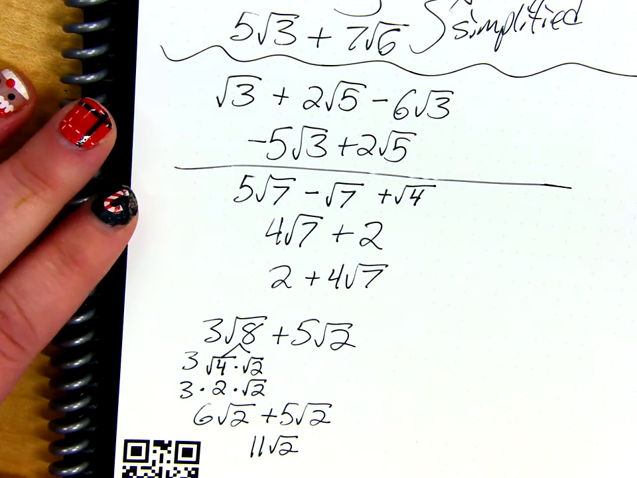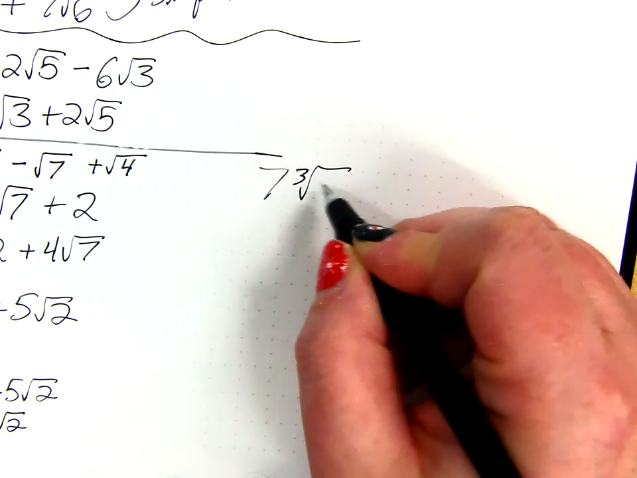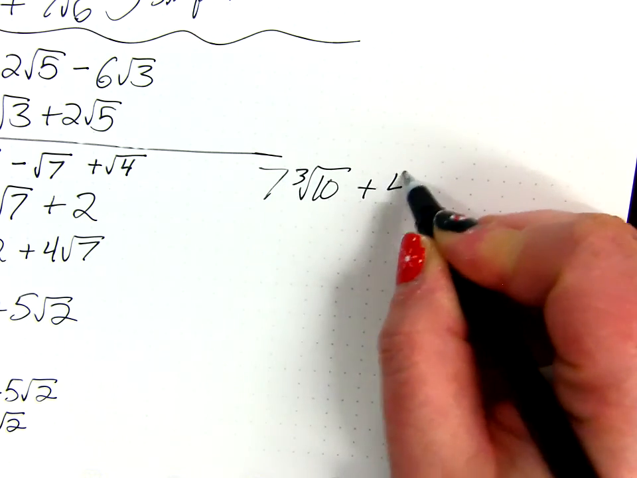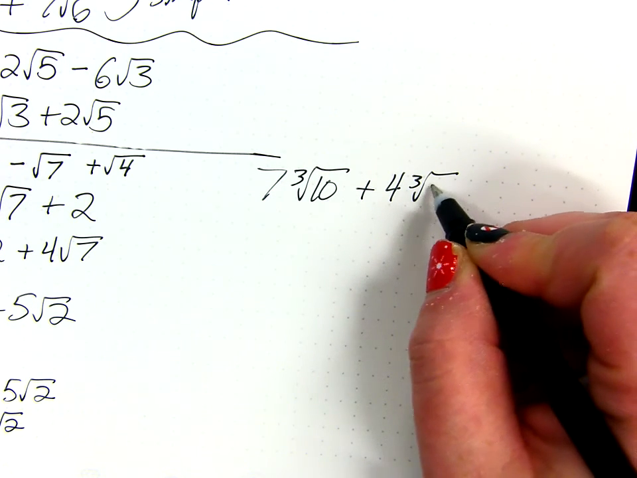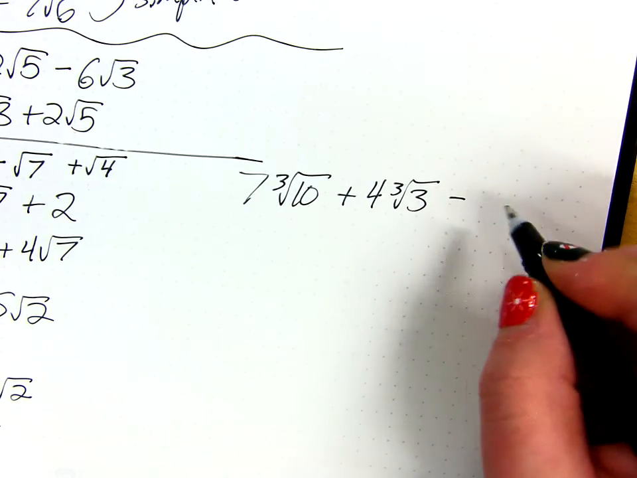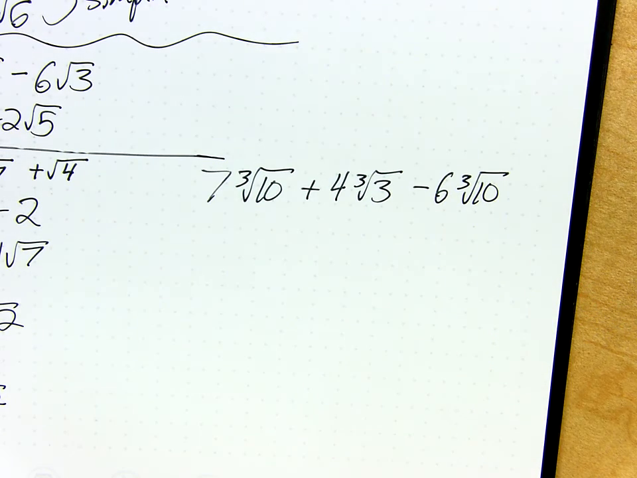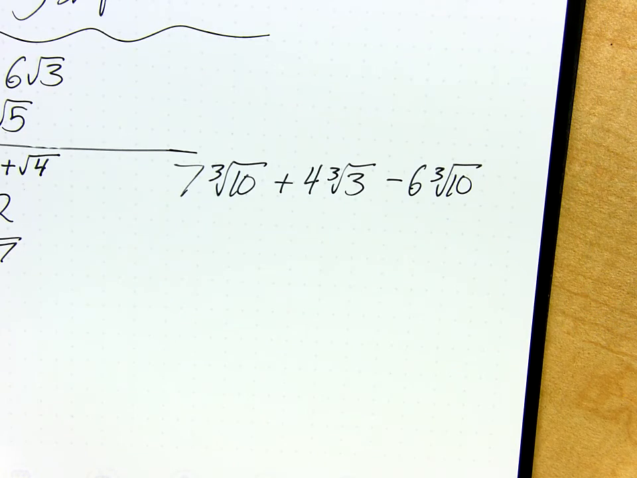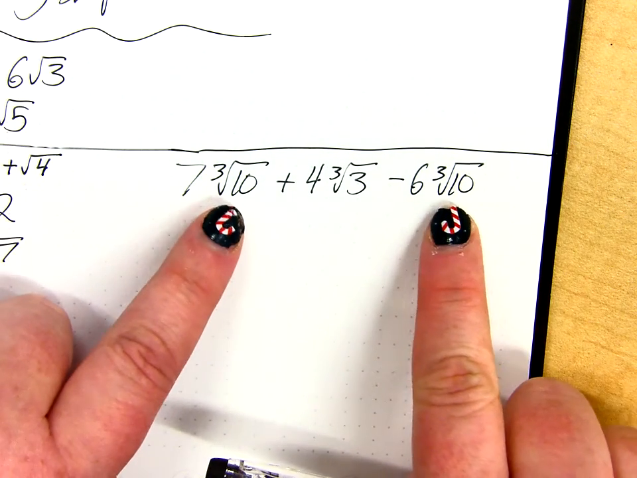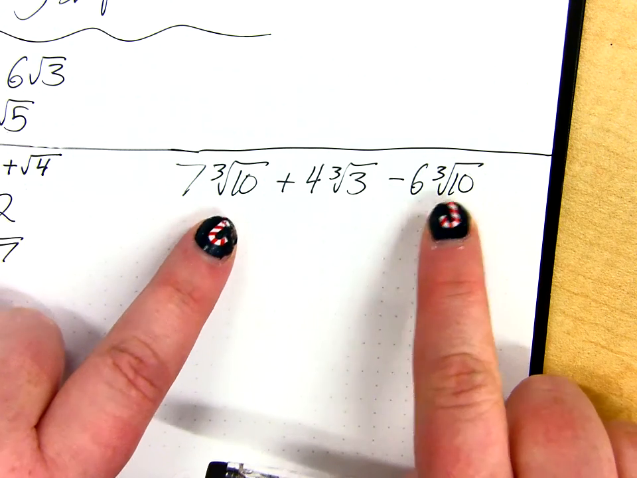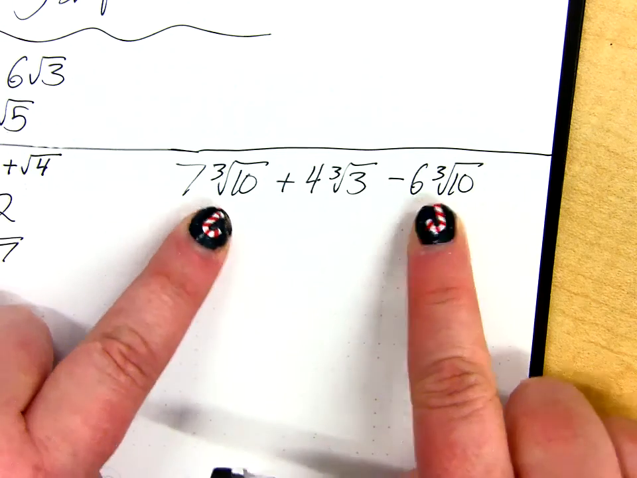How do you think we handle cube roots? What if I asked you to do something like 7 times the cube root of 10 plus 4 times the cube root of, I don't know, 3 minus 6 cube root of 10. So none of these can be simplified. I do have some like radicals though, the cube roots of 10. So that means I can put these two together. And what would that get me if I put them together?